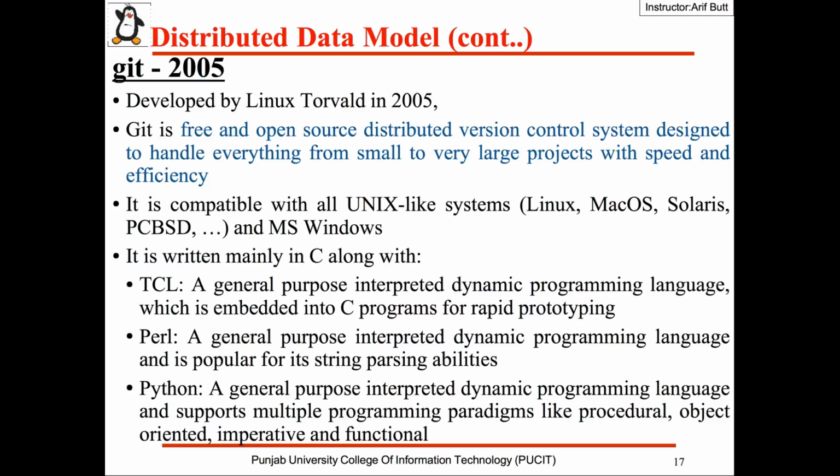Git was developed by Linus Torvalds in 2005. It is a free and open source distributed version control system designed to handle everything from small to very large projects with speed and efficiency. It is compatible with all Unix systems and Microsoft Windows, written mainly in C along with Tcl, Perl and Python, which are all general purpose interpreted dynamic programming languages.